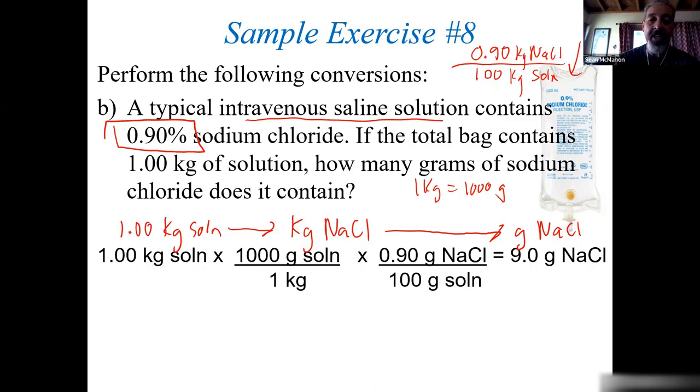Here's another way. What I did is I converted the 1 kilogram first to grams, so 1 kilogram is 1,000 grams of solution. And then once I had it in grams, I used the same ratio and said 100 grams of solution gives me 0.9 grams of sodium chloride. And I want 2 sig figs because the percent has 2 sig figs, this is a leading zero. So I get 9.0 grams of sodium chloride. So you can do it that way because kilograms of solution cancel. I have grams of solution, that cancels.